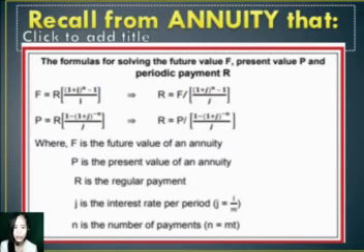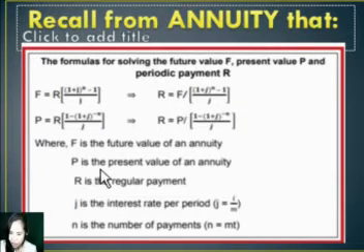Let's now have the formula for finding annuities. We learned this one from our previous lesson in Module 7. These are the formulas that we will use if we are looking for the future value, the present value, or the periodic payment. Future value is represented by F, present value is represented by P, and the regular payment or the periodic payment is represented by R.